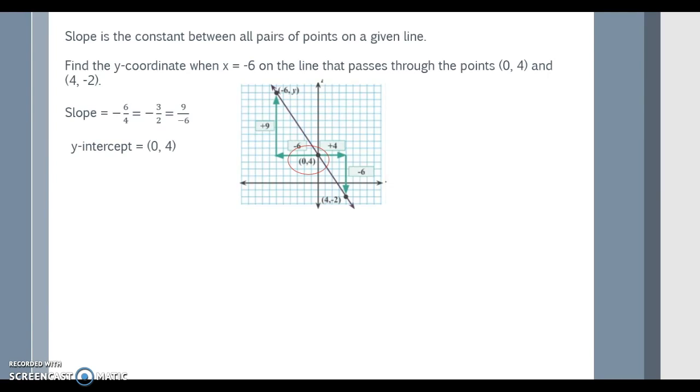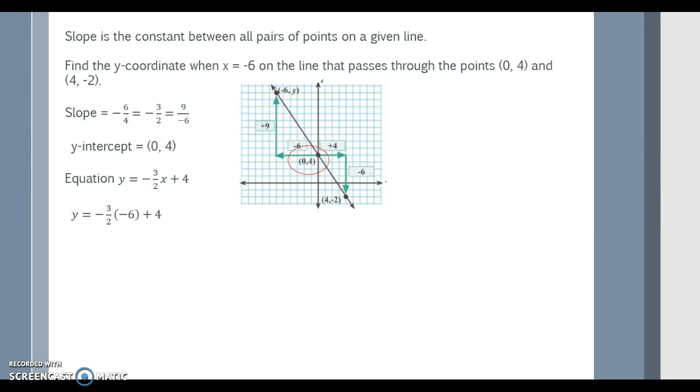The y-intercept here is at (0, 4). We know then that the equation y equals mx plus b is the slope times x plus the y-intercept. So our equation is y equals -3/2 x plus 4.